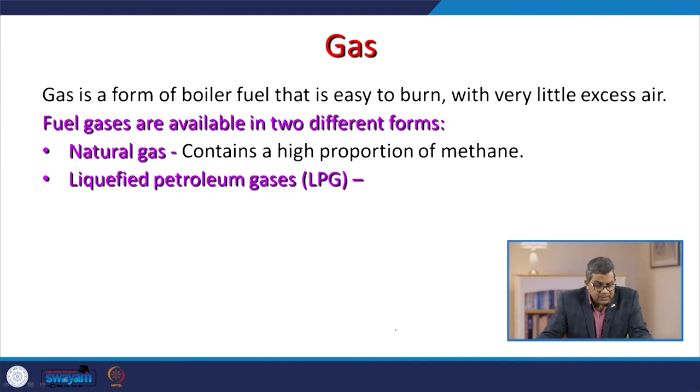Another choice is gas. Now, gas is a form of boiler fuel that is easy to burn with very little excess air.